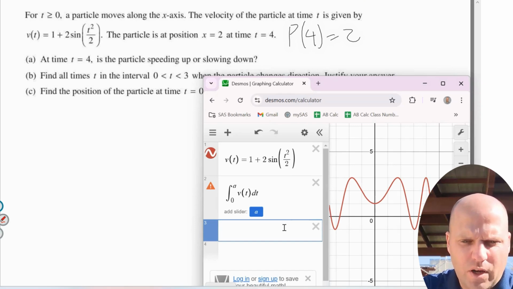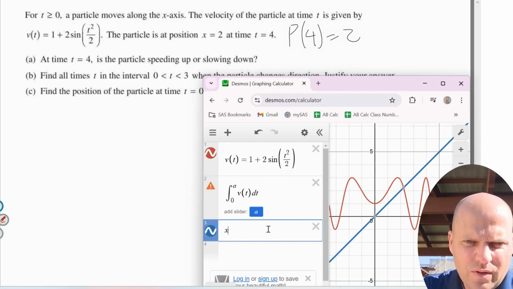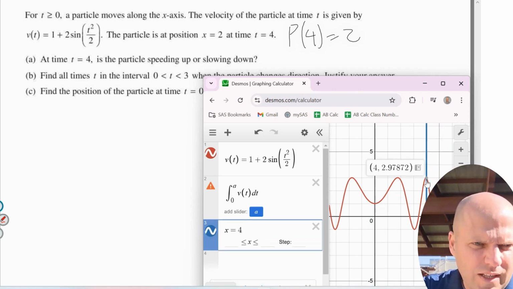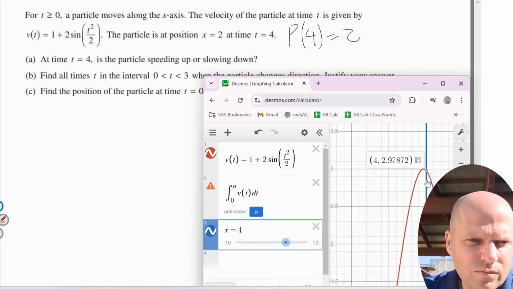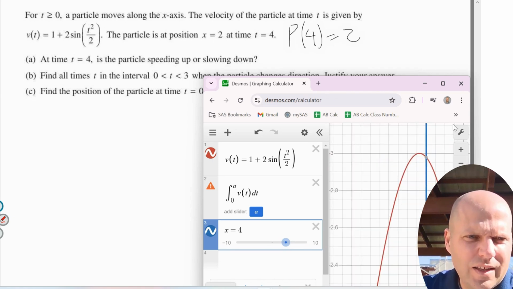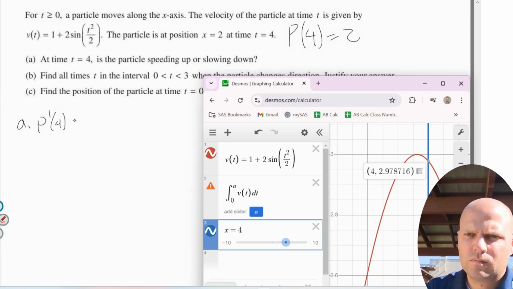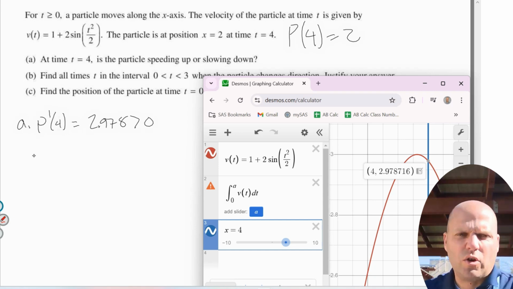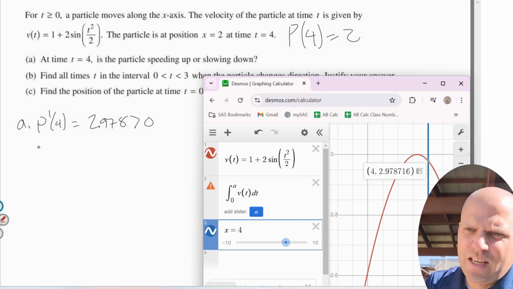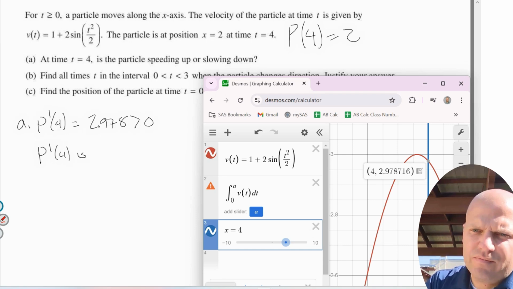Okay, at time 4. I'm going to go to t equals 4. Does that work? Nah. I got to go to x equals 4 to look at this point right here. This is the point. My velocity is 2.978, which is greater than 0. So my velocity is positive, but I can see my velocity is decreasing. P prime is decreasing.